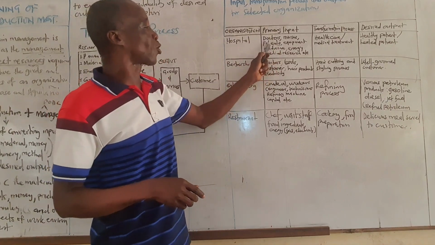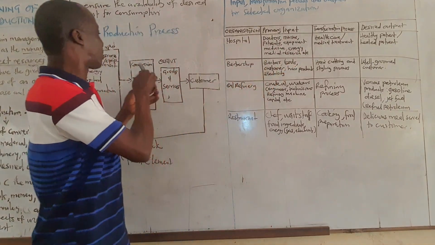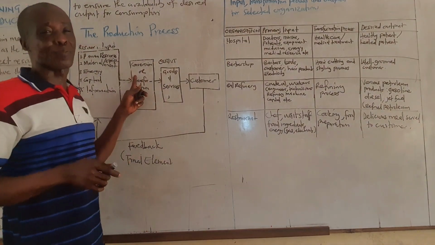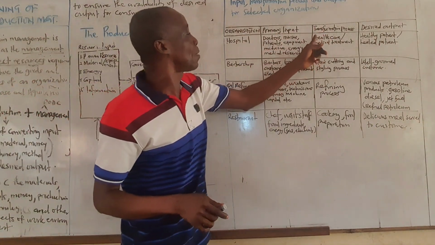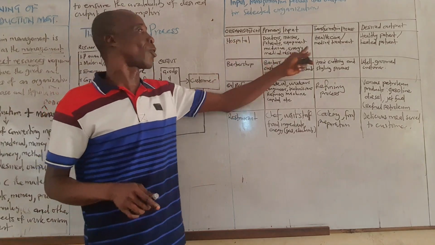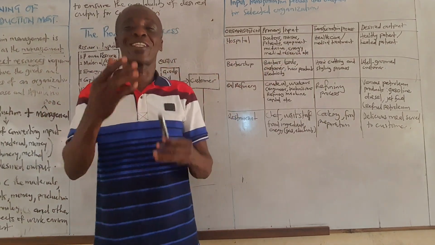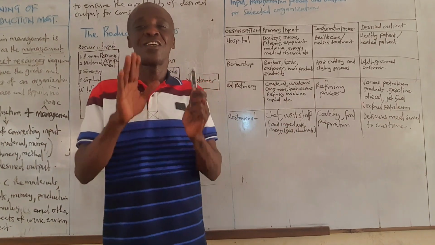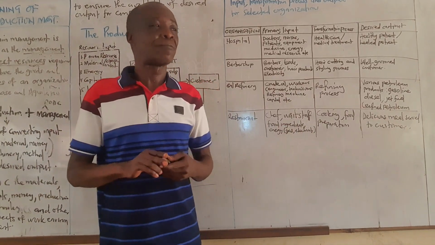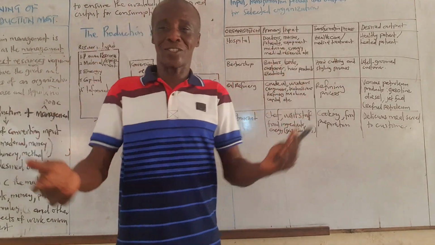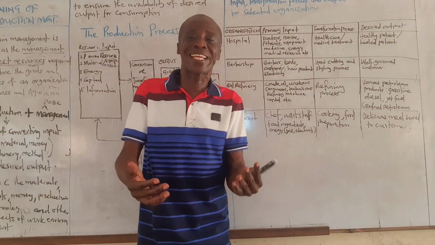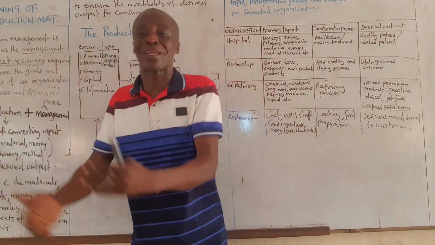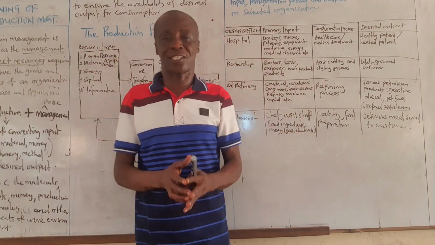Then when you have this resource input, it will go through the transformation process. So this is the transformation process. So what is the transformation process in respect of the hospital? Healthcare. So the transformation process in hospital is specifically called healthcare or medical treatment. So I'm receiving medical treatment. She is receiving medical treatment. That is the transformation process.